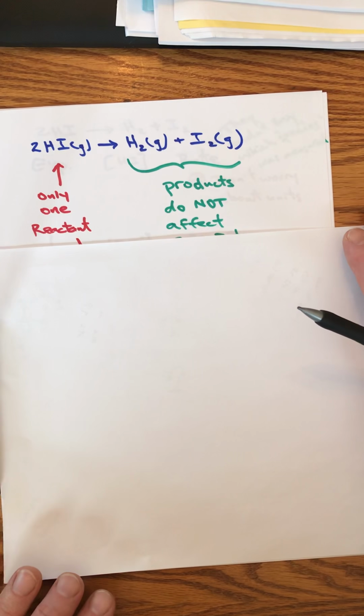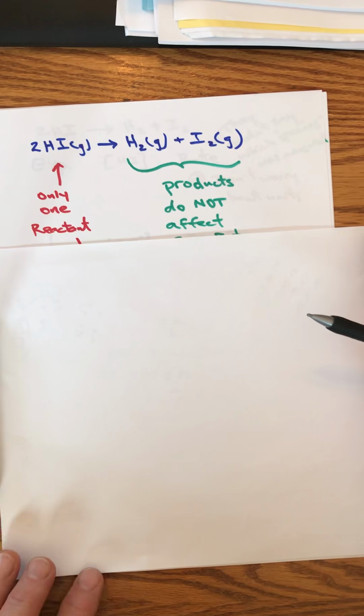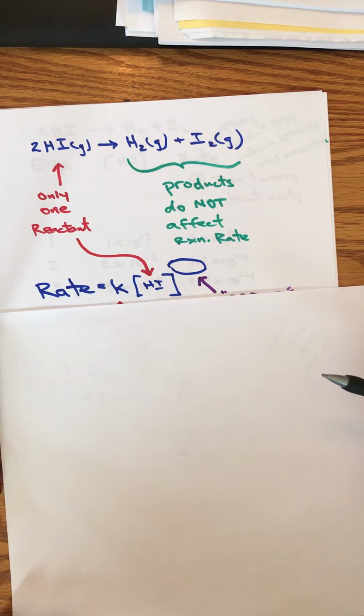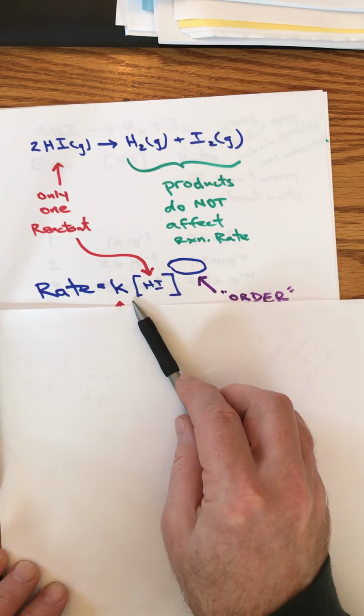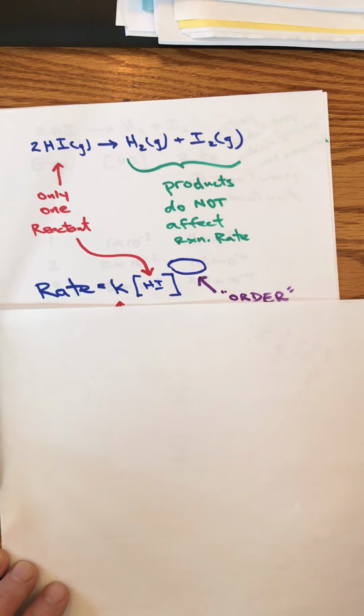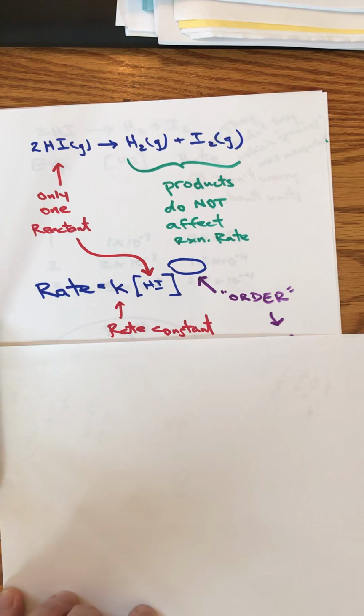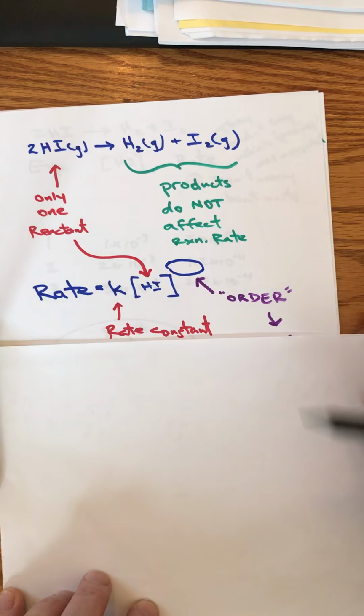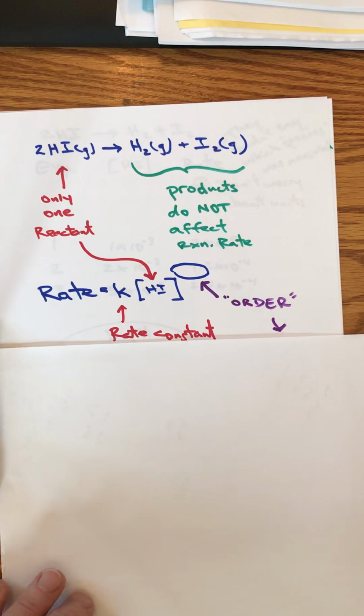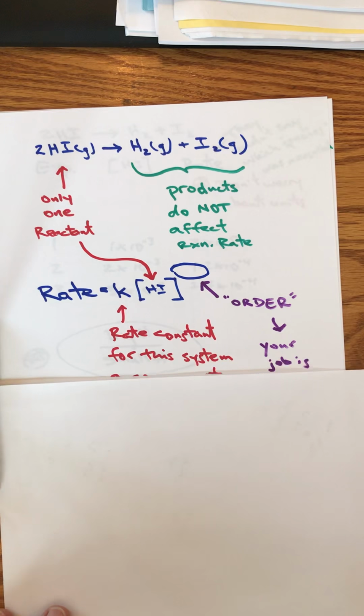So you only have one reactant. The products aren't going to affect the reaction rate. So you say rate equals K times HI to some order. Now don't forget the K. People tend to forget to write K, and they get the problem wrong because they forgot to write K.